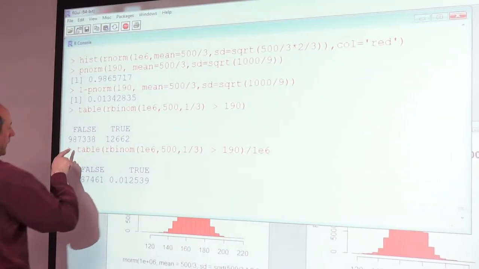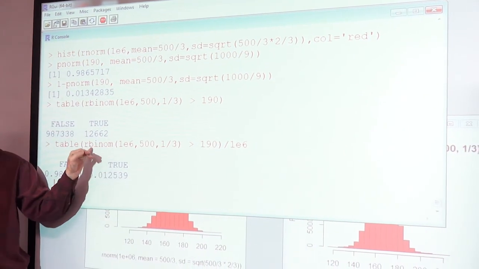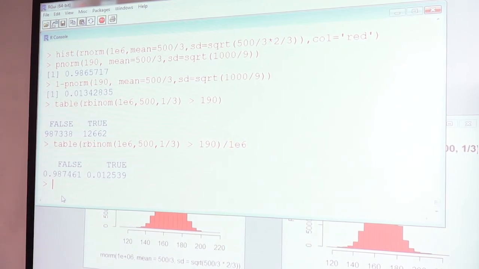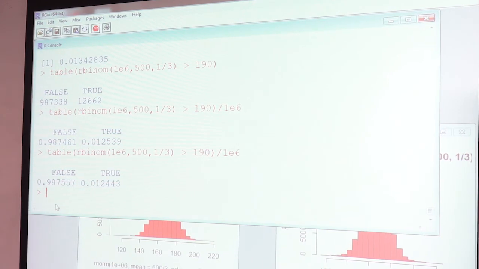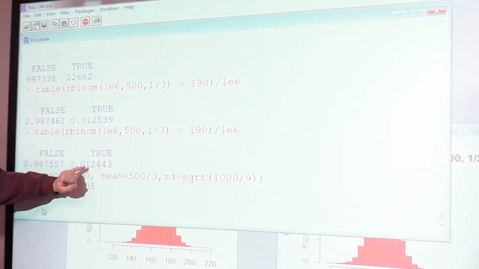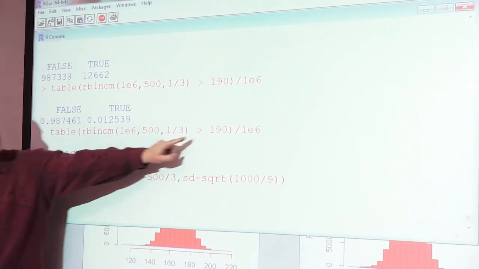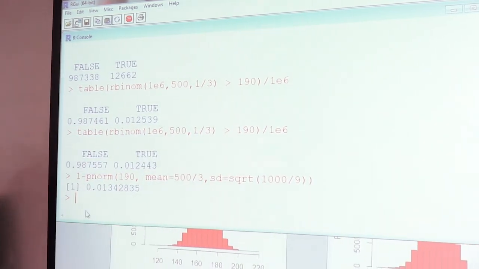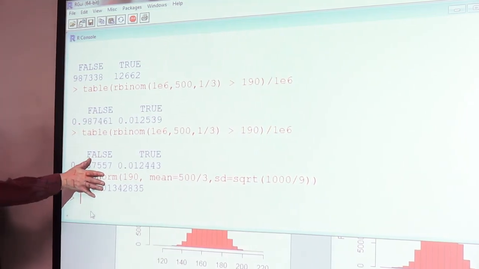What's wrong with this technique here? This technique is deficient because it's got randomness in it. It's different from trial to trial. However, it is showing us that, what's my exact answer? There we go. It's a little bit under. Maybe the deficiency between this one and this one is caused by that exact probability of it being exactly equal to 190. Even so, it's quite a good approximation. So it's off for two reasons. First of all, three reasons.